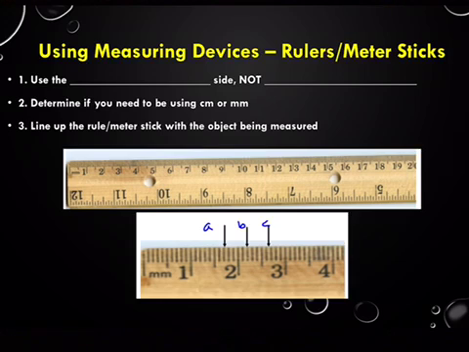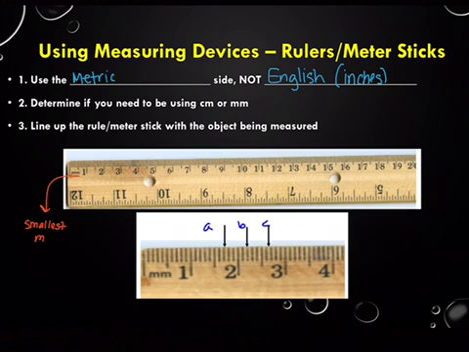Rulers and meter sticks. It is so important that you use the metric side of your ruler or meter stick and not the English side. The English side is the side that's going to look most familiar to you because it's going to be in inches. When you look at these rulers, you're going to see the label mm, indicating millimeters. That is telling you the smallest markings.